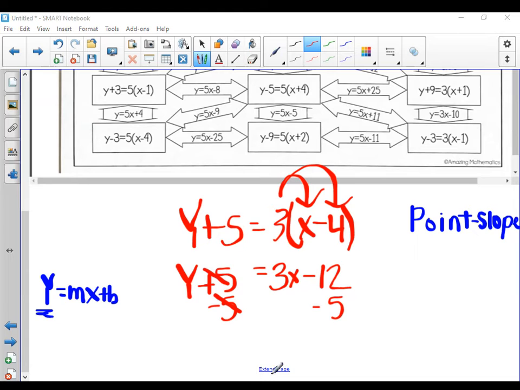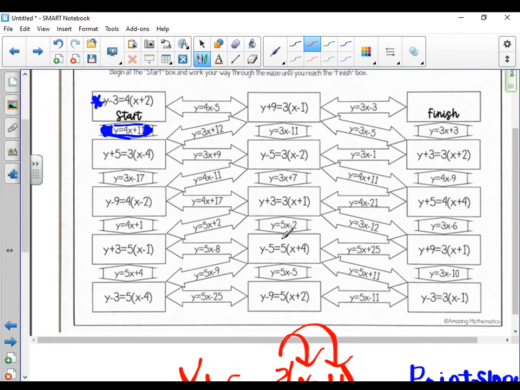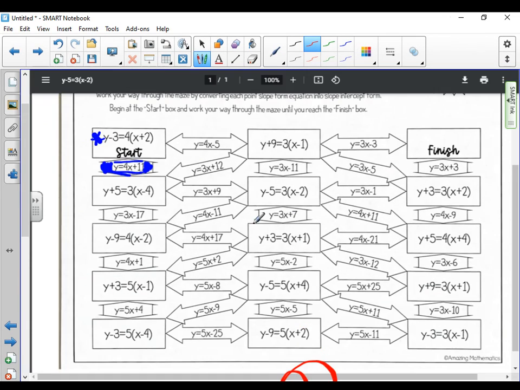So what we're going to do is we have a y on this side, we have a 3x, and now I need to figure out what is negative 12 minus 5. You can type that right into your calculator. Negative 12 minus 5 is negative 17. So that's the answer to the second one. I need to go back up to my maze and figure out, we had y equals 3x minus 17, and that answer is right here, which is telling me to go down and do this one next, the one that I'm going to put a little green star by.